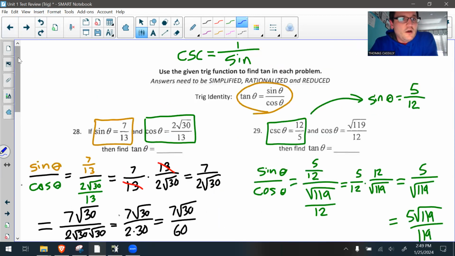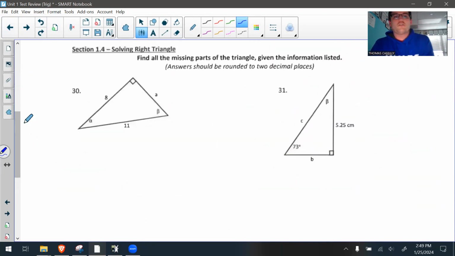All right, but let's see here. Let's finish this off. Solving right triangles. I don't know, let's just go in order. Let's go alpha first. All right, solving for alpha. We'll try to do this color coding.